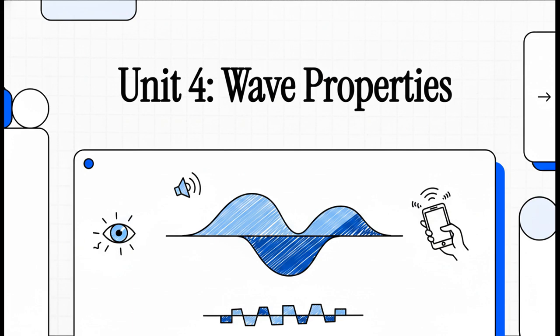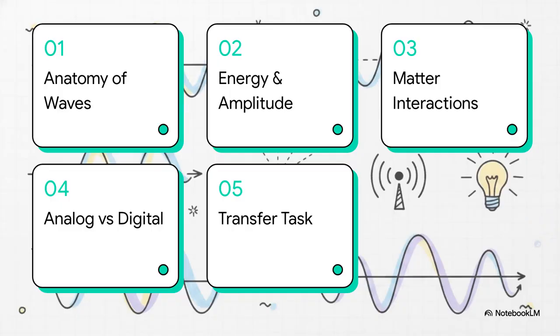Think about it, from the light you're using to see this screen to the sound of my voice reaching your ears to the text you send your friends, it is all about waves. I am so excited to be your guide as we break down the fundamental science of how all this stuff actually works. Here is our roadmap for today. We'll be looking at the anatomy of waves, energy and amplitude, interacting with matter, analog versus digital, and finally, your transfer task. Let's jump right in.